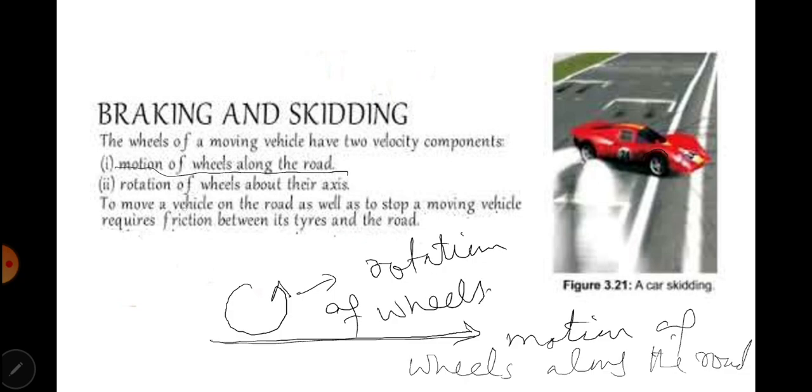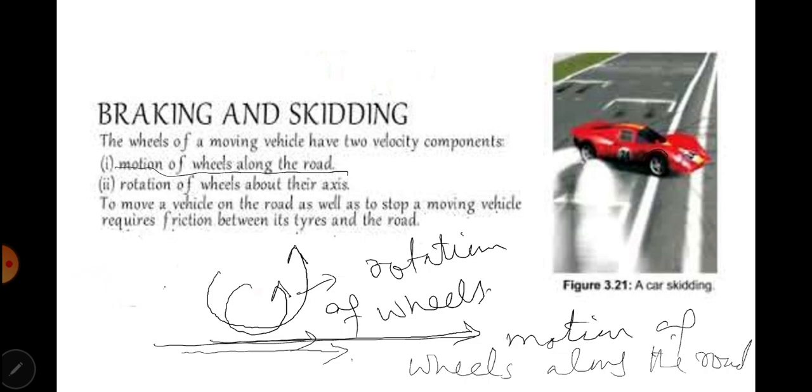To move a wheel on the road as well as to stop a moving vehicle requires friction between its tires and the road. If you apply the brake, its rotational motion is locked up and the wheel starts skidding. If you want to stop a vehicle quickly, a large force of friction between the tires and the road is needed. But there is a limit to this force of friction. The force of friction increases to a limit. After that, further increase in the force of friction stops.